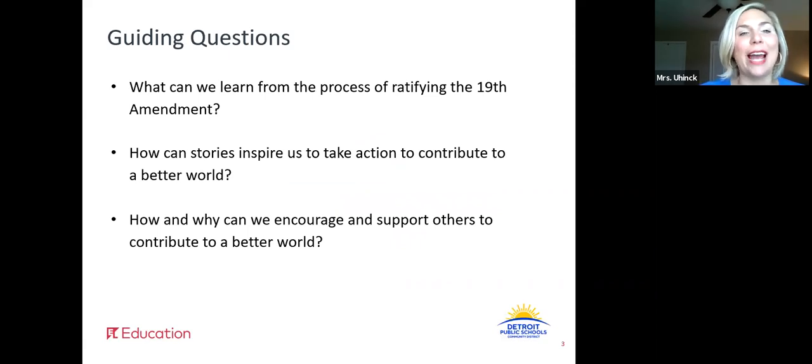All right, let's review our guiding questions. What can we learn from the process of ratifying the 19th Amendment? How can stories inspire us to take action to contribute to a better world? And our last guiding question, how and why can we encourage and support others to contribute to a better world?